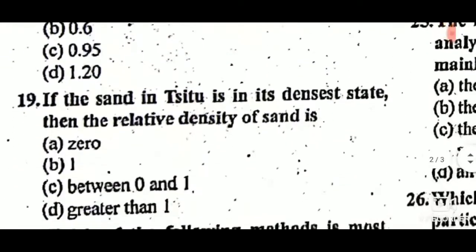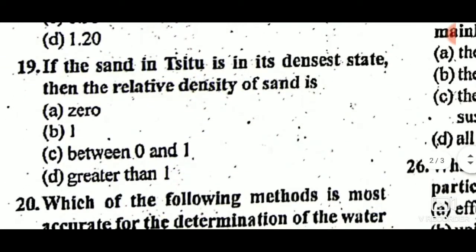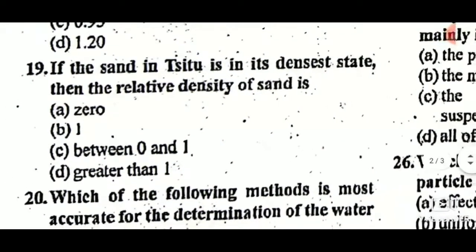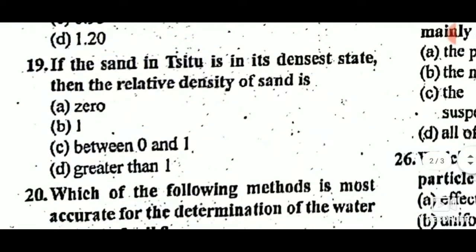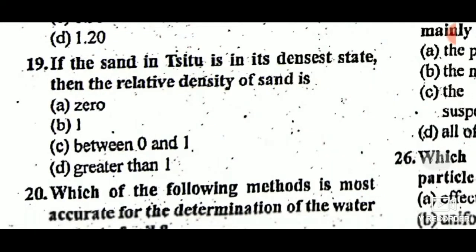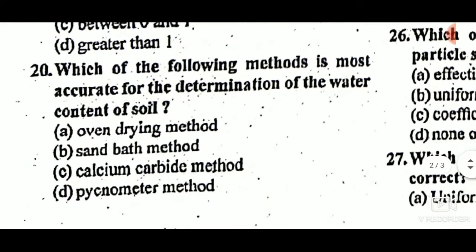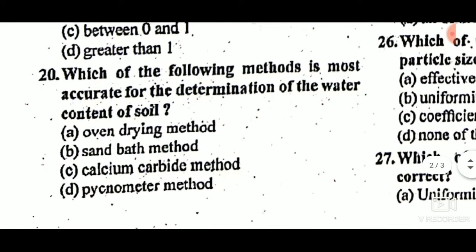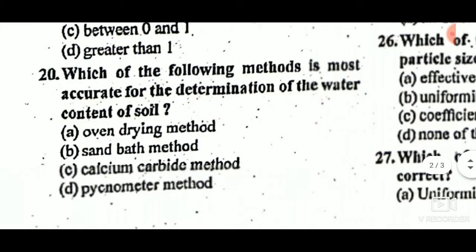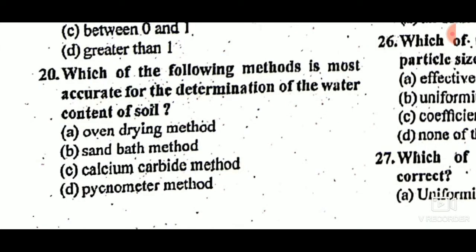Next question, if the sand is in its densest state, then the relative density of sand is. If the sand is in densest state, it means the relative density of sand will be 1. Option B is correct. Next question, which of the following method is most accurate for the determination of the water content of soil? Here option A is correct, oven drying method. Oven drying method is the most accurate for determination of water content of soil.